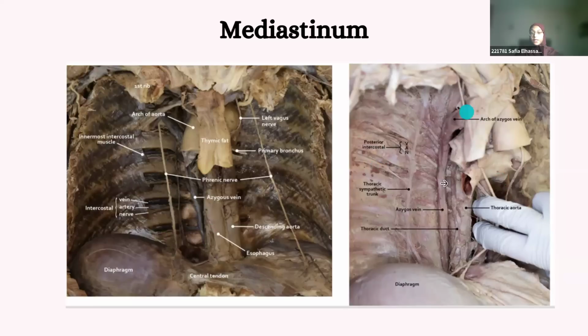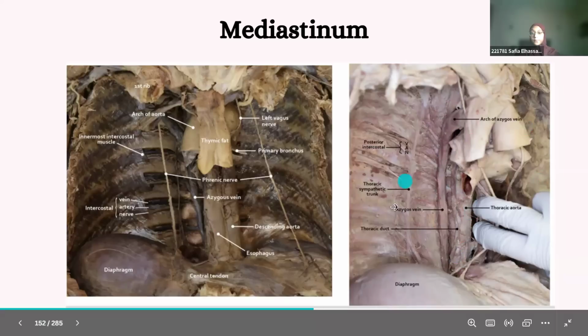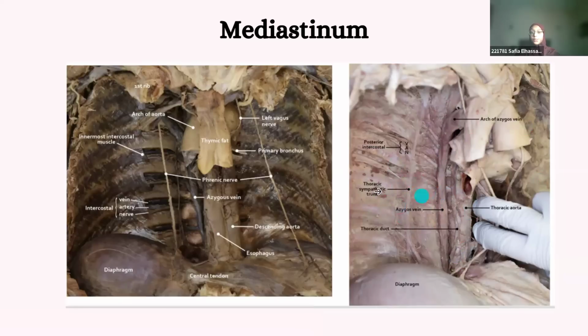And here you can see the arch of the azygous vein as well as the thoracic aorta. So the thoracic aorta is the part of the aorta that comes just after the descending aorta. So it's the part of the aorta that runs through the thorax. And you can also see the sympathetic trunk. So this is what gets compressed in Horner's syndrome.